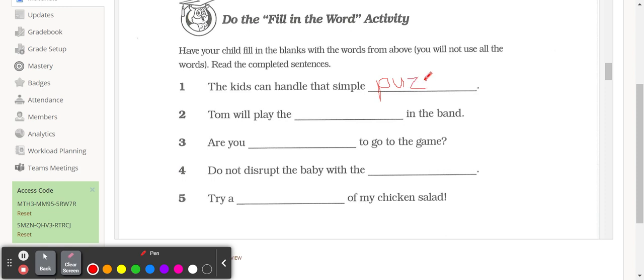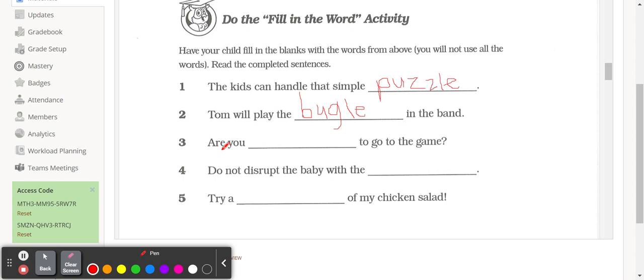Okay, number two. Tom will play the blank in the band. Do you know which instrument, which word up there is an instrument? You might not be familiar with this one. Right, it's bugle. Tom will play the bugle. A bugle, if you're not familiar with it, is like a trumpet, similar to a horn that you would play.